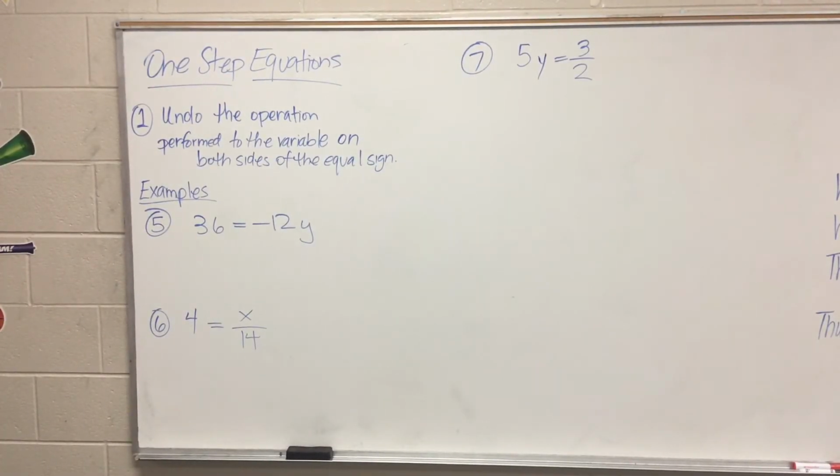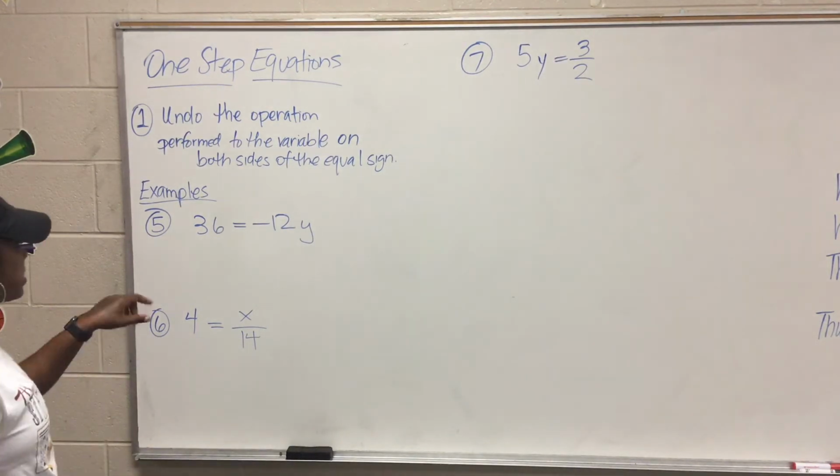Now we have more examples, examples 5, 6, and 7. Same concept, except with the first ones we were looking at addition and subtraction. Now we're going to look at the second part of it, which is multiplying and dividing. The same concept applies. You undo the operation performed to the variable on both sides of the equal sign.